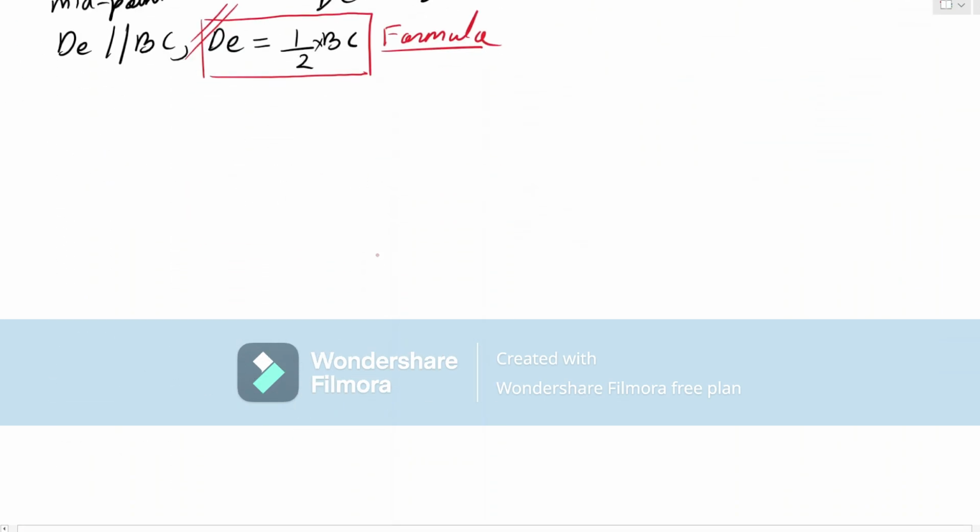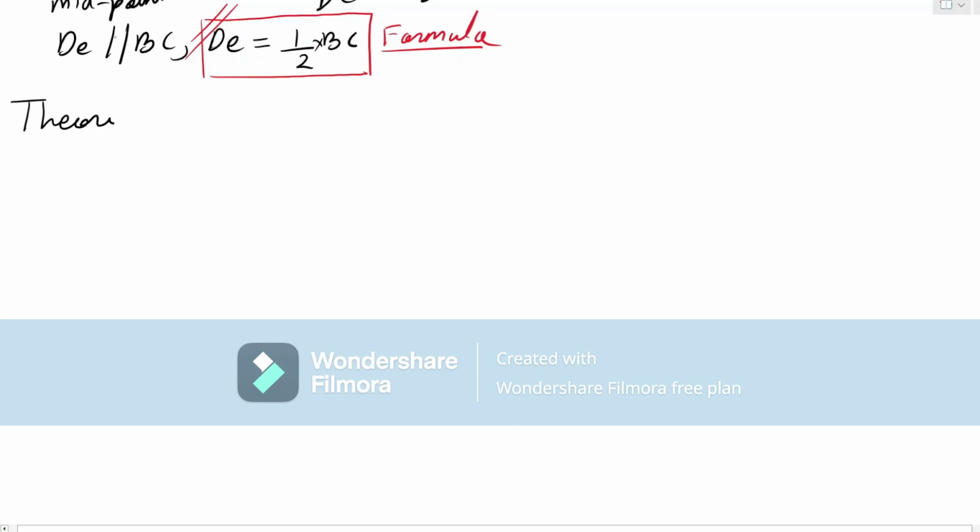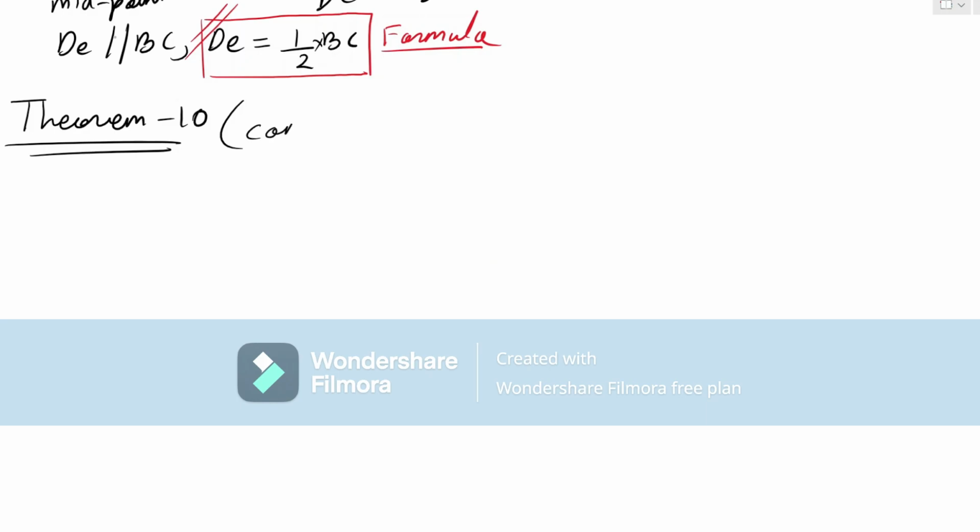Let's begin theorem 10. Now theorem 10 is actually really simple, but the definition that these guys have given is lengthy. And also, just like theorem 9, it has another name, that is the converse of the midpoint theorem.